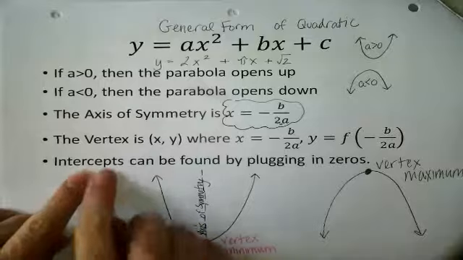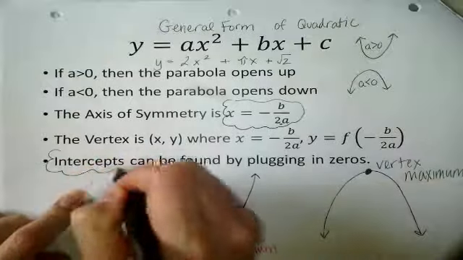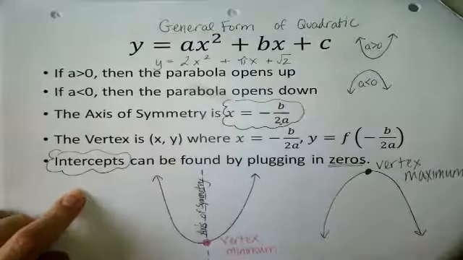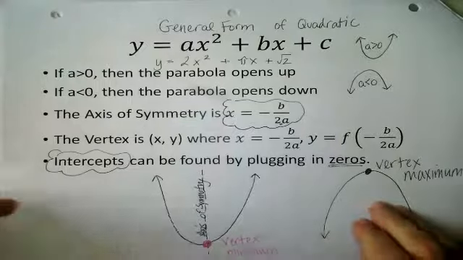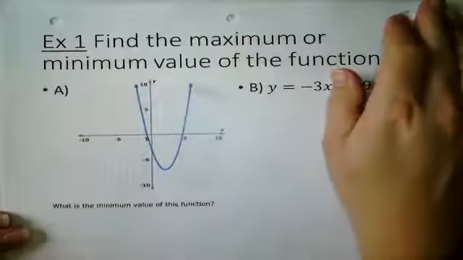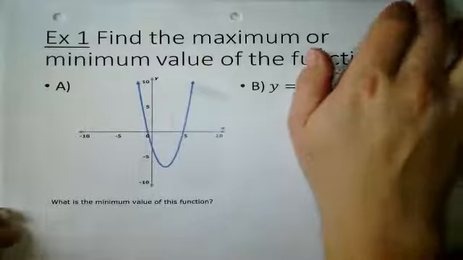And we can always find intercepts by plugging in zeros. That is, anytime something asks for an intercept, go ahead and just plug in a 0. And we'll talk more about that in a little bit. Again, if you needed to rewind and pause the video to copy that stuff down, please do.